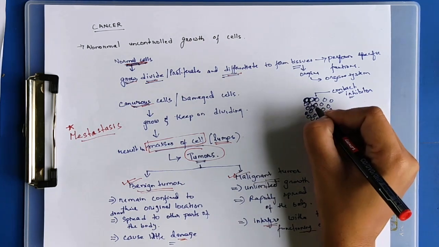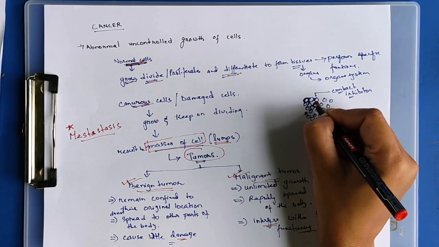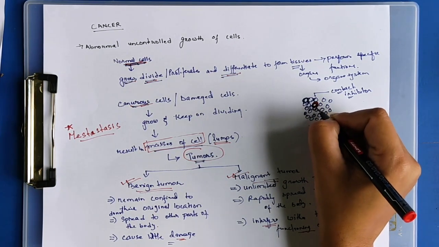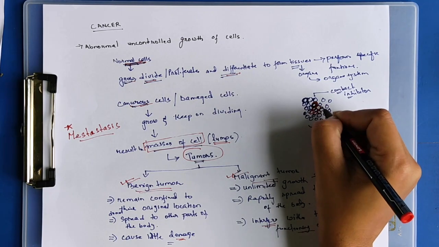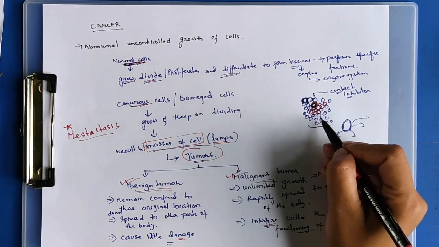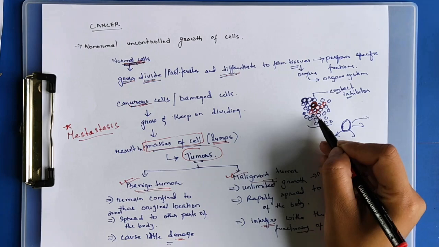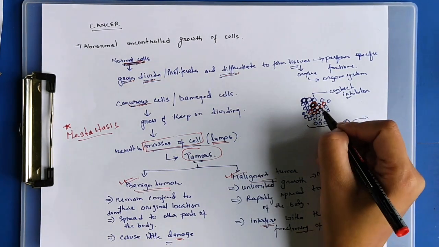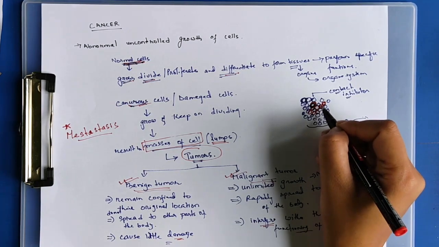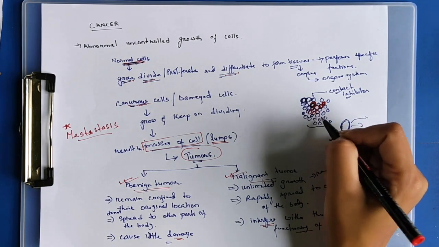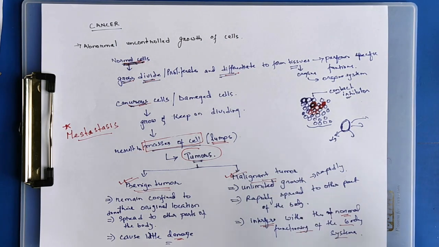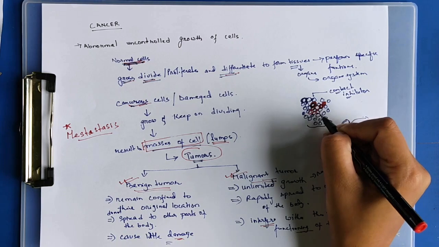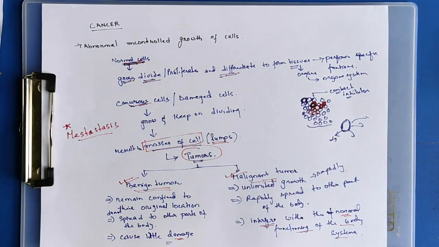Malignant tumors grow and divide, and they will start competing with the healthy and normal cells. Let's assume the blue ones are normal cells and the red ones are malignant tumors. So the malignant tumors and normal cells will start competing for nutrients, and the malignant tumors will destroy the normal cells.